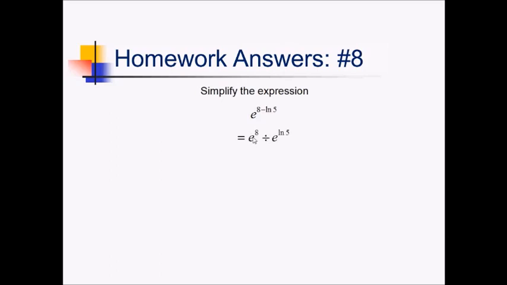So let's actually simplify this now. e to the 8th we can't do much with, but e to the ln of 5, that's going to cancel the e and the ln, leaving us with just 5. So this is then just e to the 8th divided by 5.